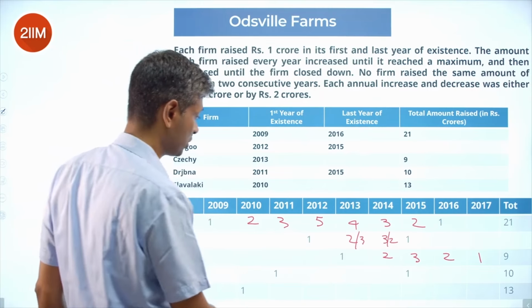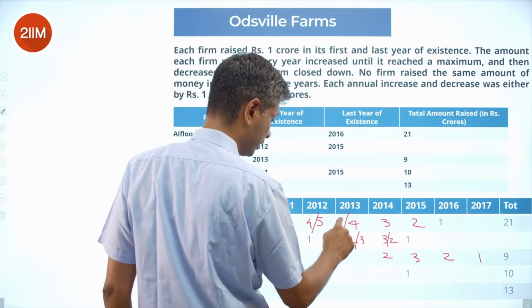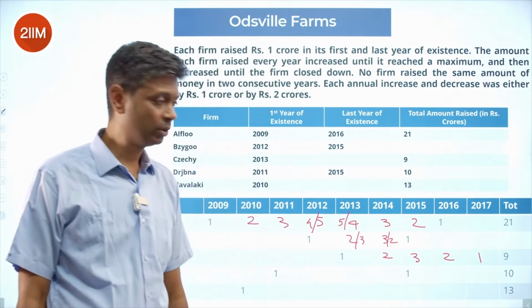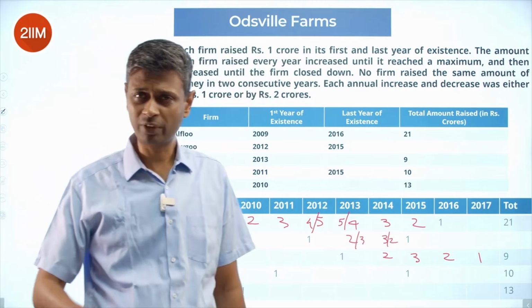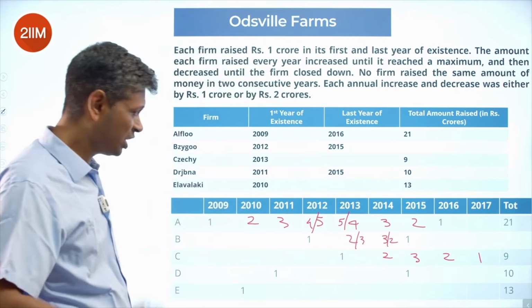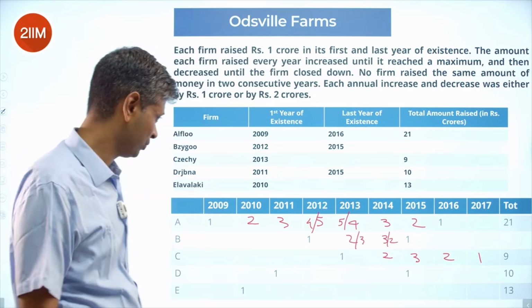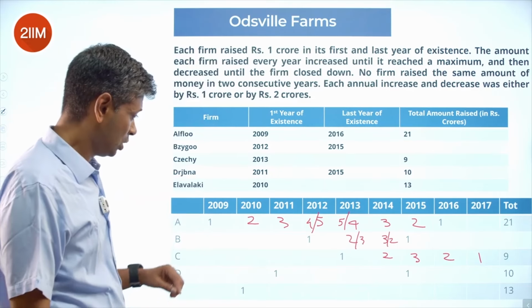I have to make this very robust. It is 4/5 and 5/4. 1, 2, 3, 1, 2, 3, 5/4, 4/5. 4 or 5, 5 or 4. So 3 things we've got nearly completely. Let's go to D. 1 and 1.